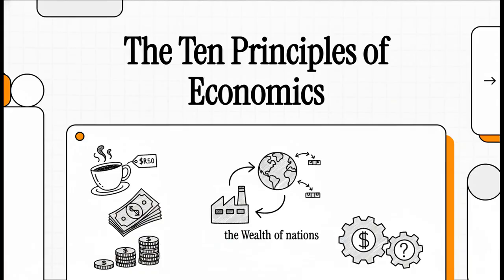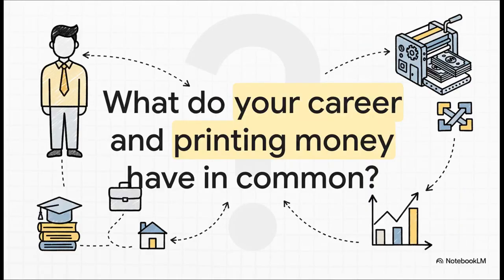Let's dive in. So what could choosing your career path and a government just printing a bunch of money possibly have in common? I know it seems like a totally random question, right? But believe it or not, the answer connects these two seemingly unrelated things because they're both playing by the exact same set of core rules.